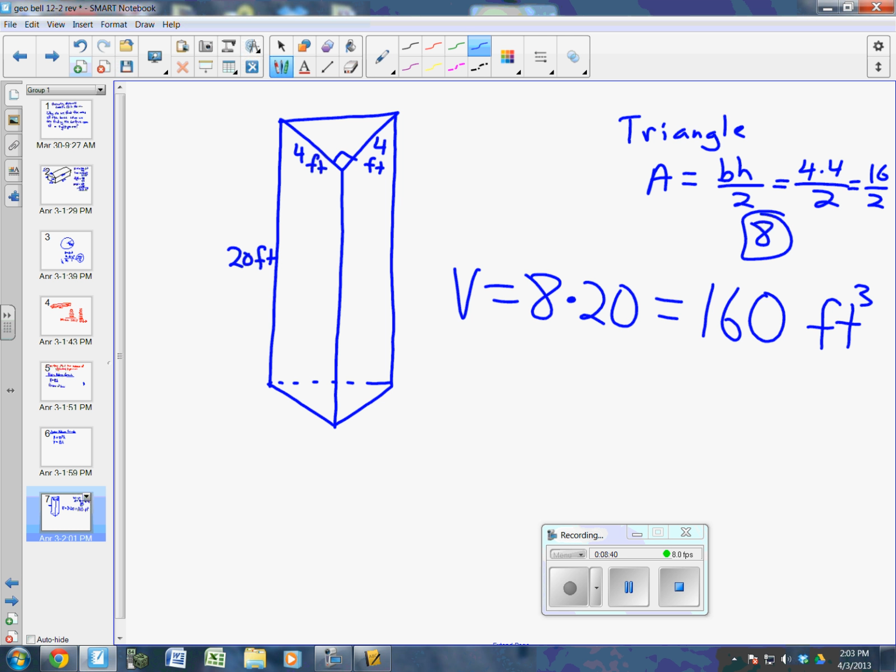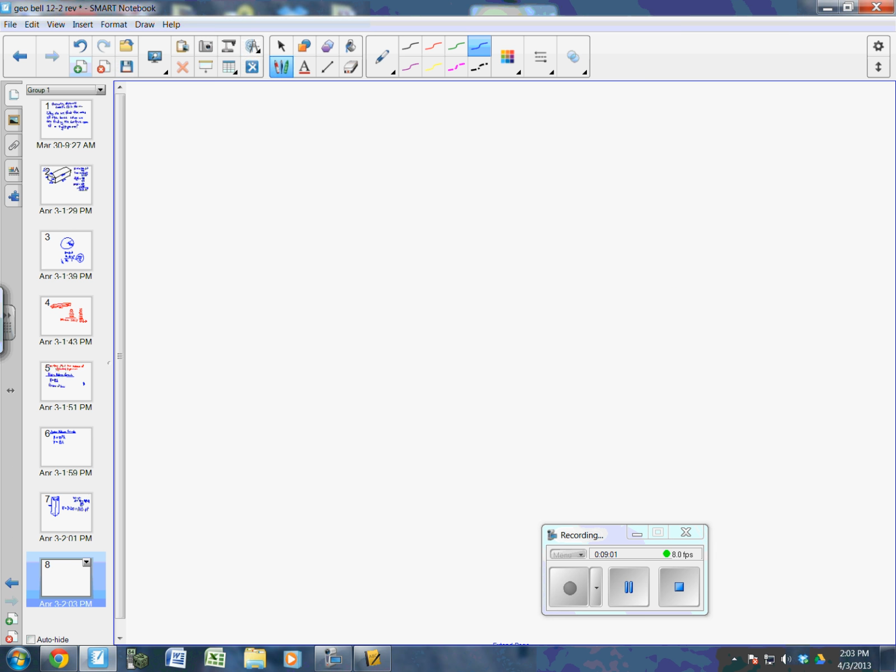Okay? Does that make sense to you guys when you see something like that? All you have to do is find the area of the base times it by the height. It's really simple. Let's do another one. Let's do an octagonal or a pentagonal prism. Let's do something like this.